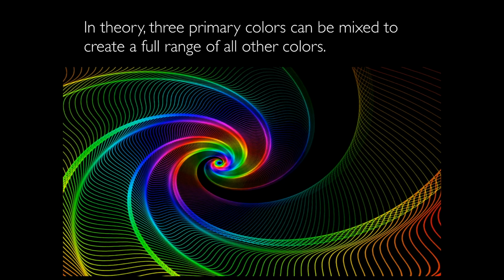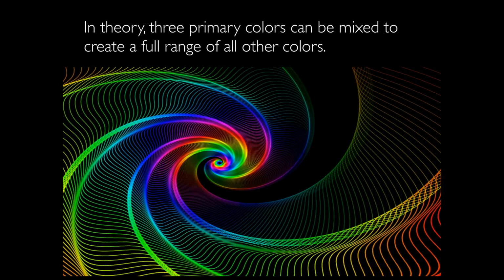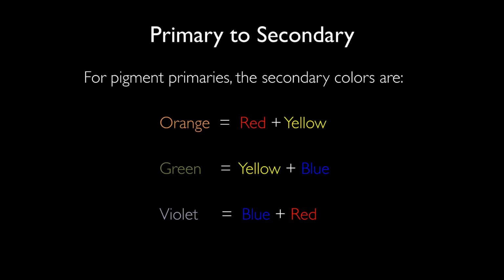In theory, primary colors can be mixed to create any other color. So when you mix any two primaries together, you create what's called a secondary color. For pigment primaries, the secondary colors are what you see on the screen here. So if you want orange, you're going to mix red and yellow. If you want green, you're going to mix yellow and blue. And if you want violet, you're going to mix blue and red. This is really important for when you're adding colors to your artwork to know what these mixes are. So you might want to screenshot this or write it down.